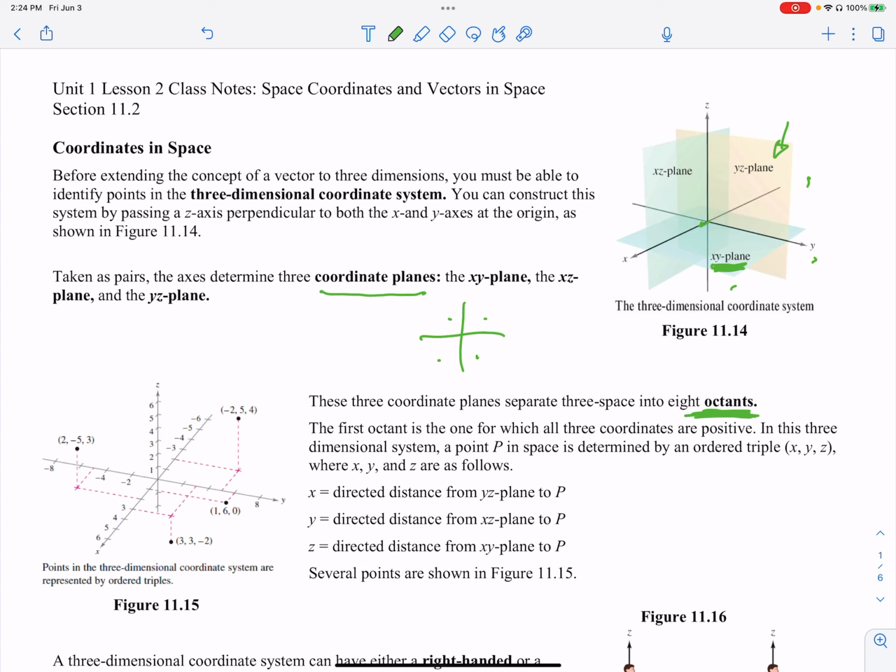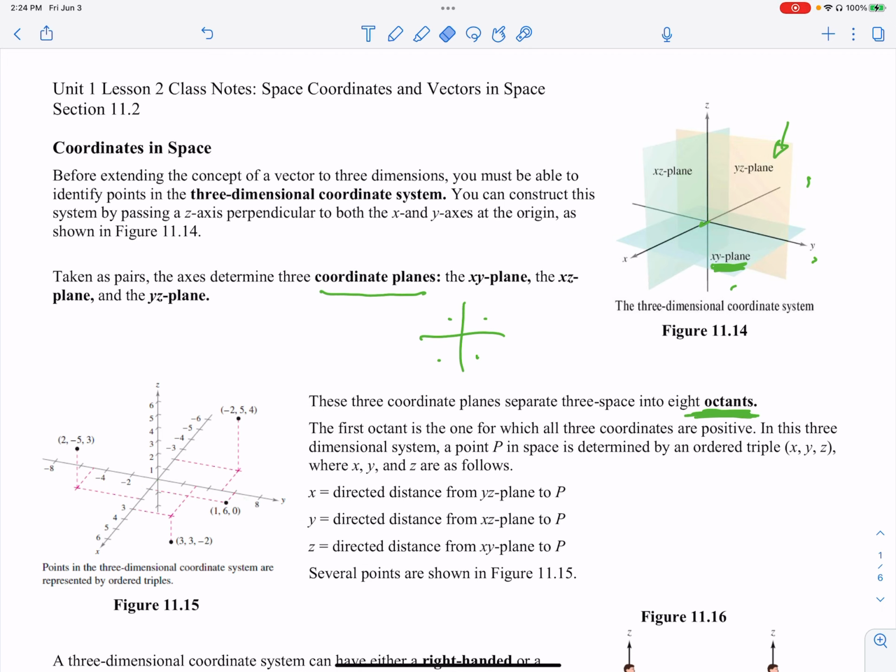How we make a point in 3 space is, instead of giving 2 coordinates, an x and a y, we give 3: an x, y, and a z. So let's take a look over here. Take a look at this point right here, (1, 6, 0). Notice in the x direction, that's our first one, it went 1. And then the y direction, it went 6. And then the z direction, it went 0. So that's why the point is down there on the ground.